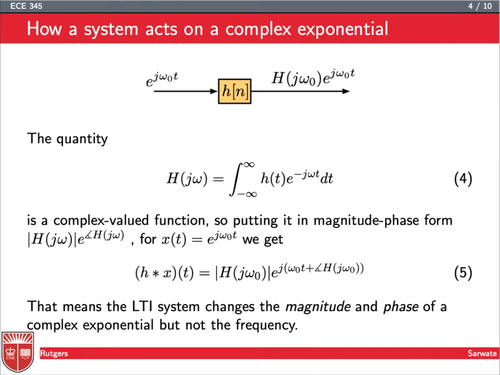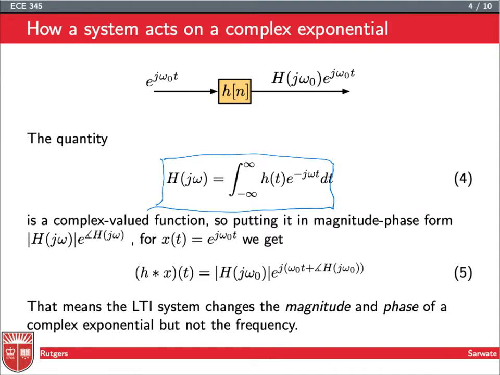So what have we just shown? We've shown that if you stick in a complex exponential e to the j omega naught t, you just get the same complex exponential multiplied by a constant. So this quantity that we defined, this H of j omega function, and why are we calling it H of j omega? It's because this is also equal to the Laplace transform evaluated at j omega. So we'll see that in the coming weeks.